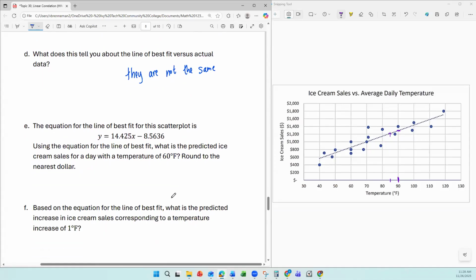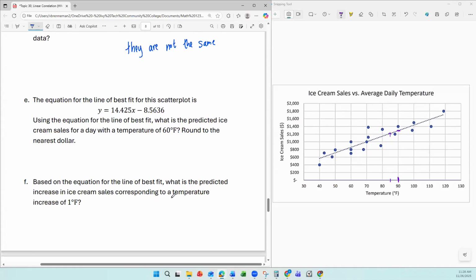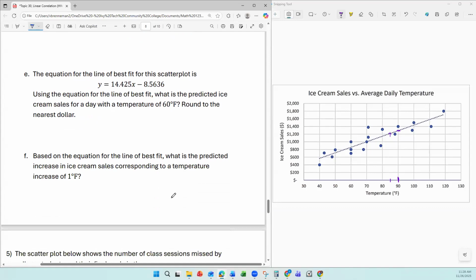All right, so that was just with the line. Now we have the equation for that line, 14.425x minus 8.5636. The horizontal is the x, so x is the temperature. Vertical is the y, so y is the sales. So using the equation, what's the predicted sales for a day with a temperature of 60 degrees? We plug 60 in for x. So 14.425 times 60 minus 8.5636.